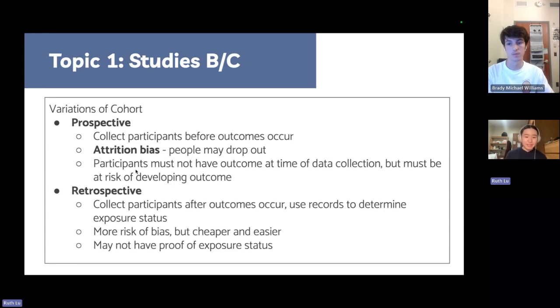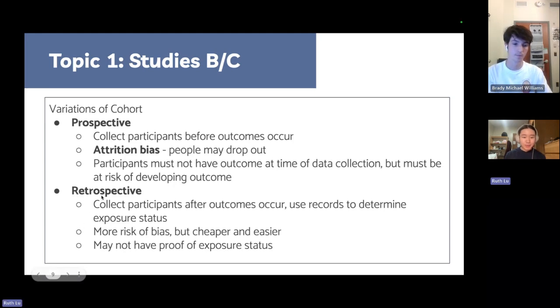And additionally, a thing to note is that participants should not have the outcome at the time that you originally pick them for the study, but they must be at risk of developing the outcome. So for example, if someone can't get the disease, you don't want to include them in your study because they're never going to have the disease.